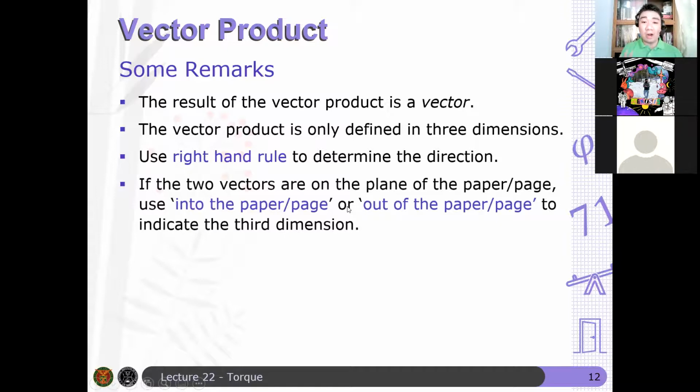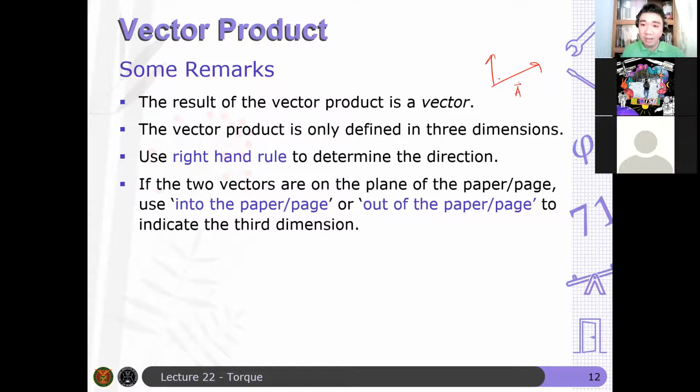If the two vectors are on the plane of the paper or page, ito usually gagawin natin, use into the paper or out of the paper to indicate the 3rd dimension. So, for example, you will see this a lot in Physics 72 in your EM class. Halimbawa, yung dalawang vectors ko nasa plane.